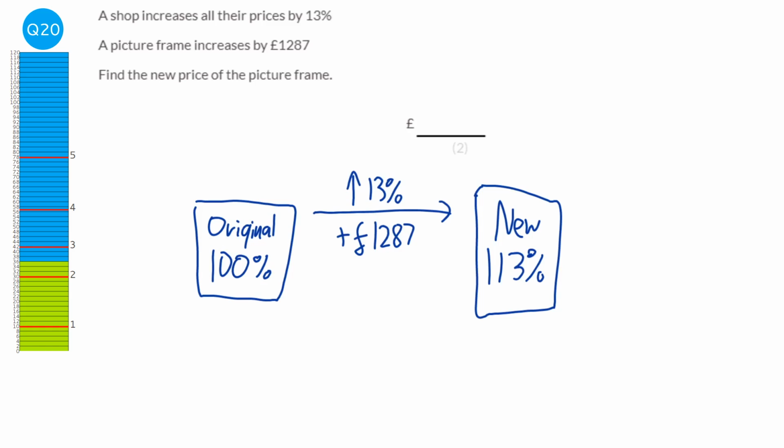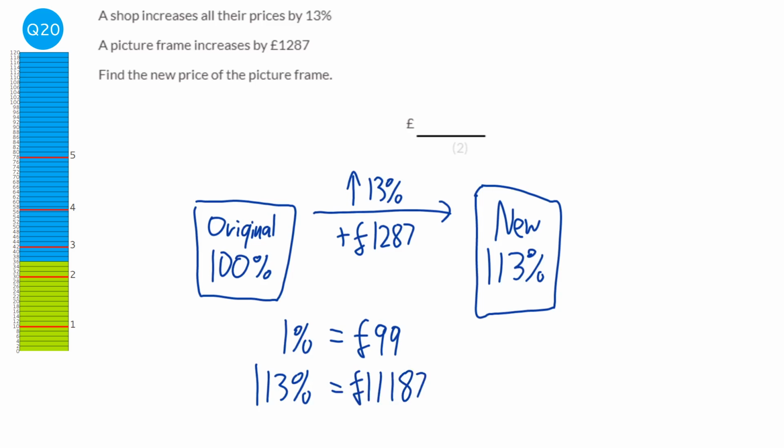So what we're going to do is work out what 1% of the price increase is. Instead of 13%, we're going to work out what 1% is, and we're going to do that by dividing the amount by 13, and we get 99. So 1% of the original represents £99, but the new amount is 113%, so we need to times the £99 by 113, which gives us £11,187. So the picture is now worth £11,187.